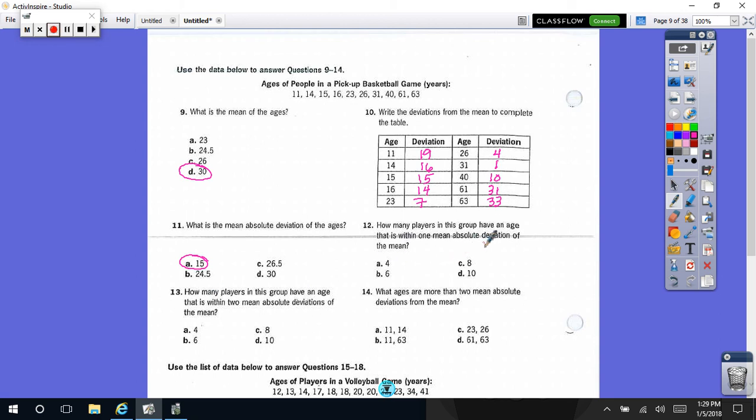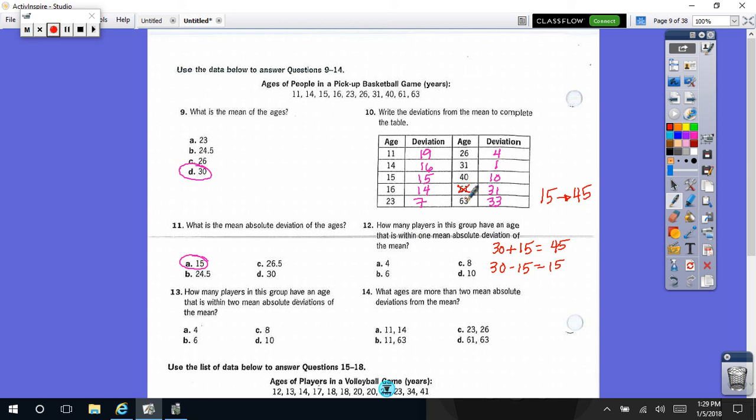How many players in this group have an age that is within one mean absolute deviation of the mean? So we're going to do the same thing we did before. I take the mean, I go one mean absolute deviation in the positive direction, and I go one step in the negative direction. So I'm looking for an age range of players between the ages of 15 and 45. I want to know how many players are between age 15 and 45.